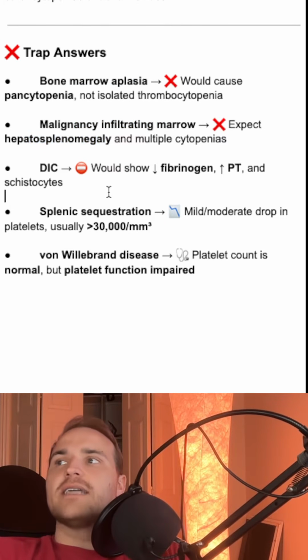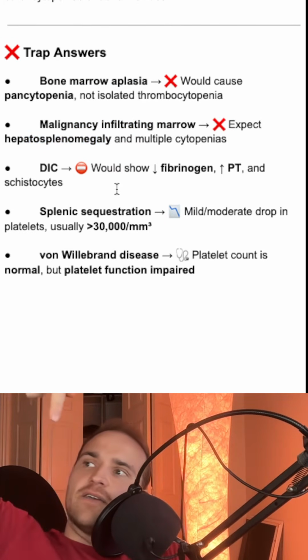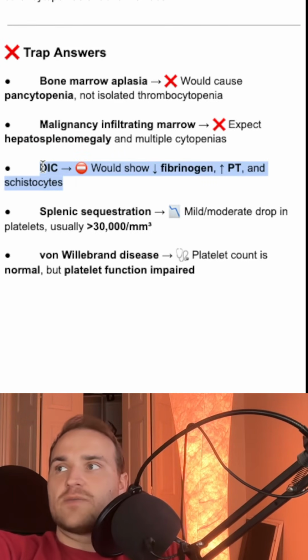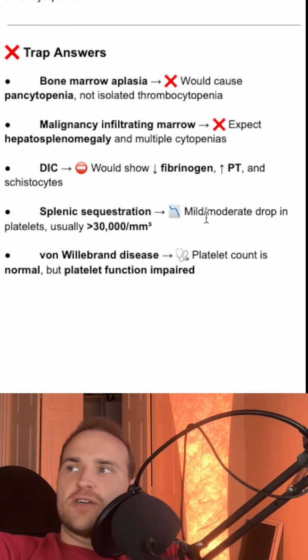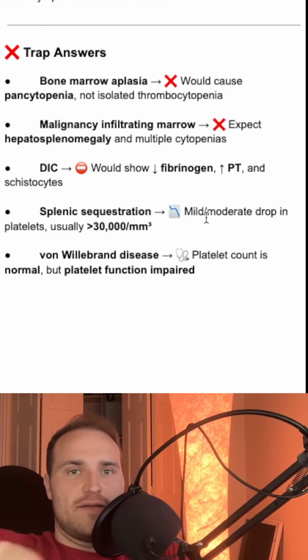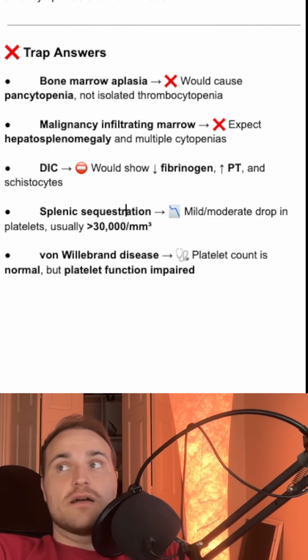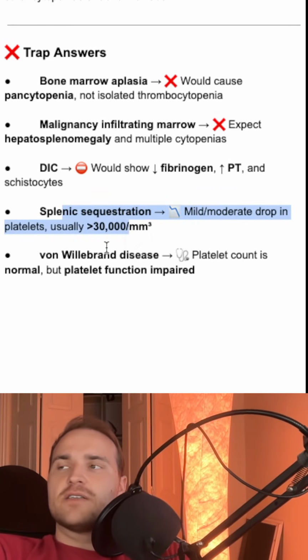Malignant infiltrating marrow, that's a malignancy, and for that you'd see hepatosplenomegaly, and that's not seen here. DIC would show decreased fibrinogen and increased PT, and also schistocytes. You're super sick in that one, not what it looks like. Splenic sequestration, it's super important that they say that she does not have splenomegaly, right? Because if it's sequestering to the spleen, then the spleen is going to be enlarged. And so it's not going to be a splenic sequestration disease.